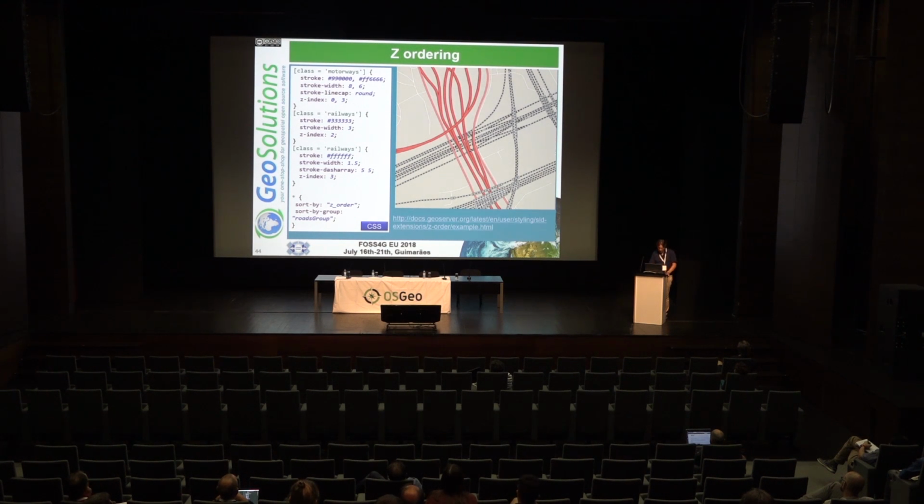In GeoServer, we provided this notion of sort by. So we are basically sorting the features before rendering them on the map. And you can sort by whatever attribute you want, or multiple attributes if you want. In this case, OpenStreetMap already has a Z-order indicator in its dataset.